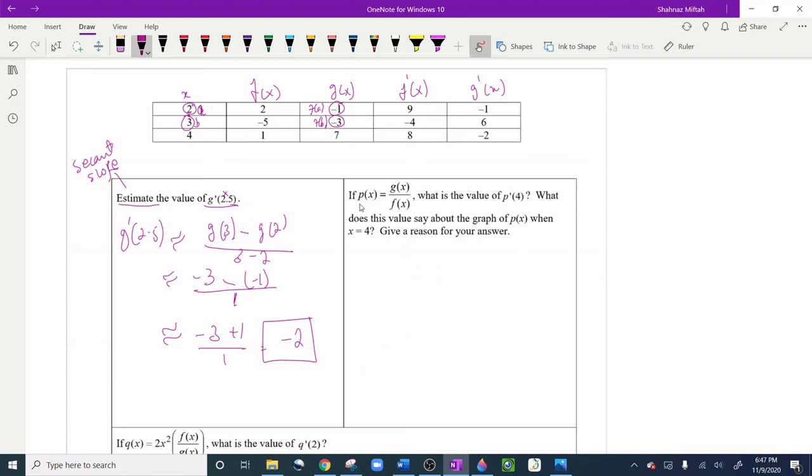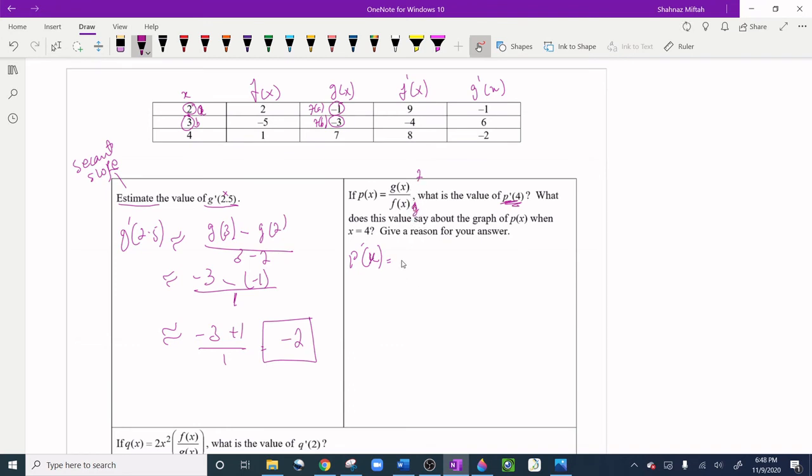Let's try this one. It says if p of x is f of x over g of x, what is the value of p prime of 4? Which means I have to take a derivative of the p function. So I'm going to take a derivative of p of x first, and then we plug in 4. Do you guys see I'm writing my own f and g because that's how my formula goes?